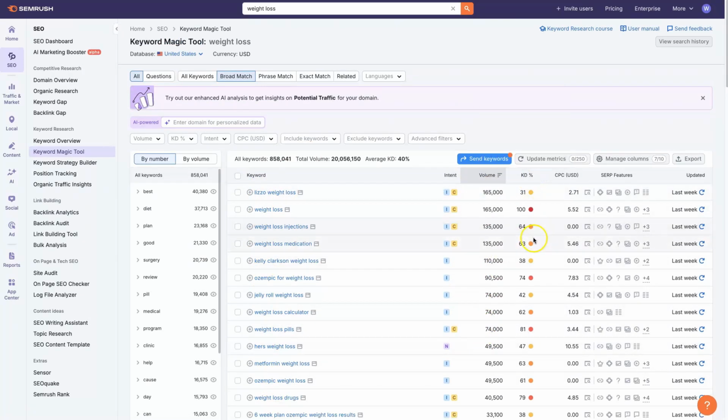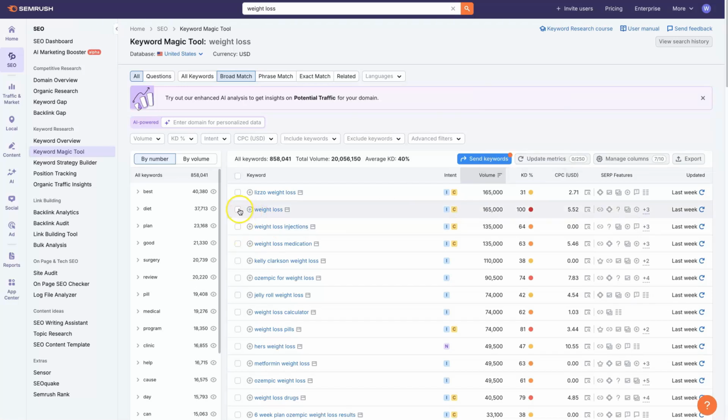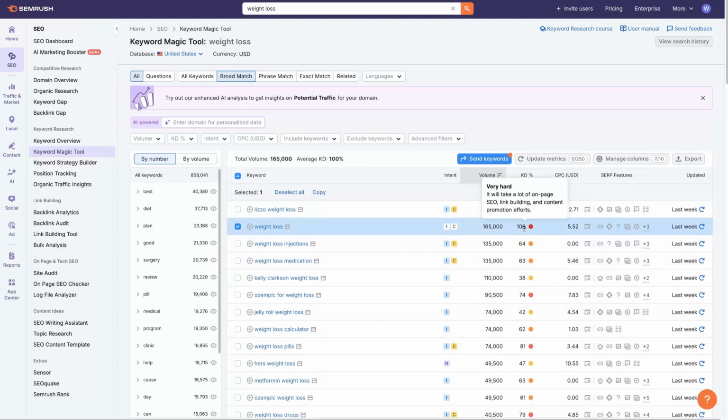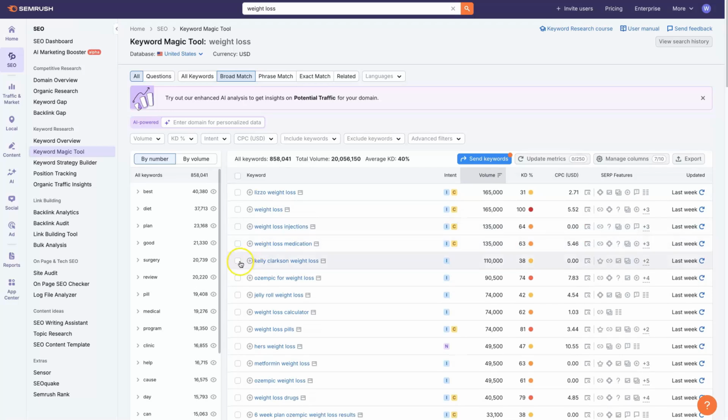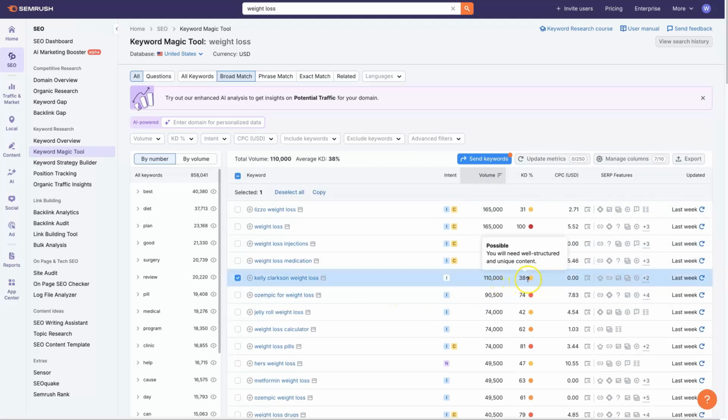And then there's the keyword difficulty. This is also really important. Keyword difficulty is kind of a measure of how challenging it's going to be to rank organically in the top 10 spots for the given keyword. So if you wanted to rank for something like weight loss, out of 100, it's going to be 100 difficulty. So it's basically as hard as it possibly can get to rank for a keyword like that. Whereas something like Kelly Clarkson weight loss is only a 38.